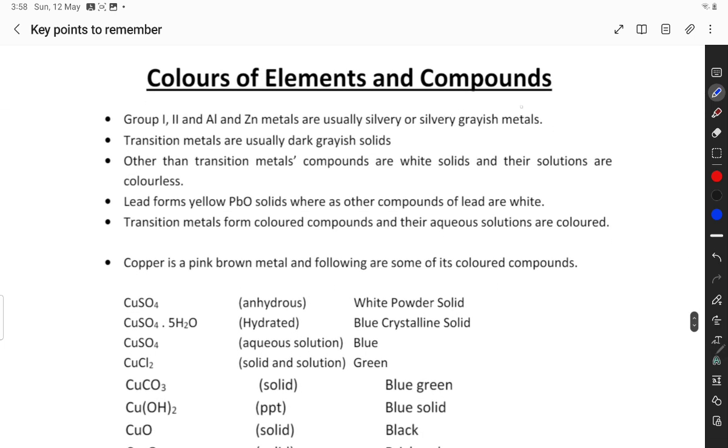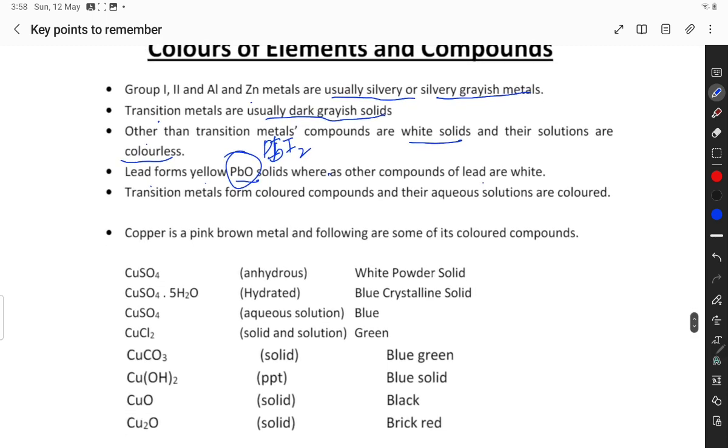Colors of elements and compounds are very important to learn. So group 1, 2 and aluminium, zinc metals are usually silvery or silvery gray metals. Transition metals are usually dark gray solids. Other than transition metals, compounds are white solids and their solutions are colorless. Lead forms yellow lead oxide solid. Other compounds of lead are white, but lead oxide and lead iodide are yellow.